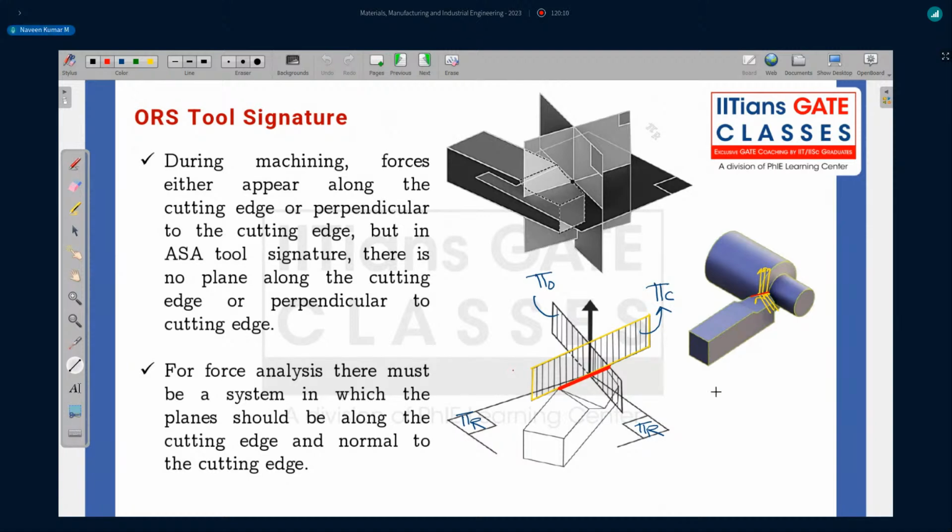So here I can write pi C as the cutting plane and pi O as the orthogonal plane.